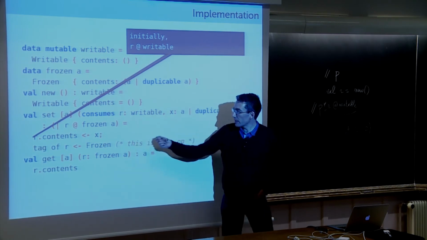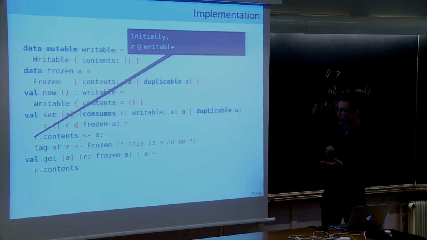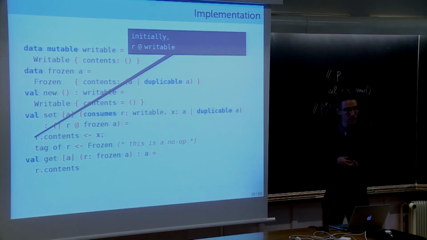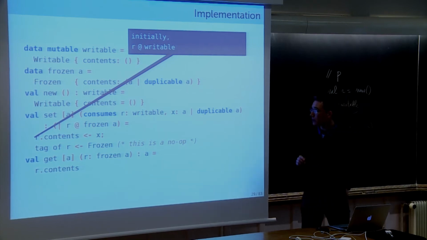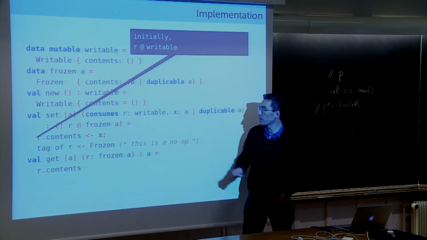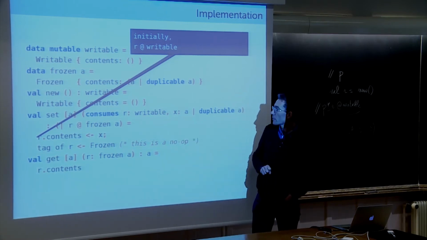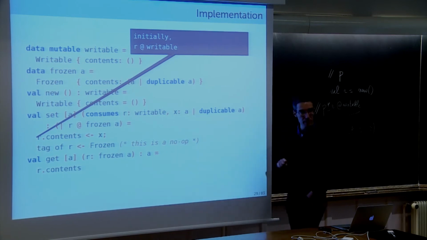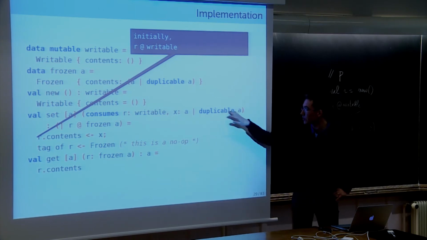It's going to be type checked basically by symbolic execution, if you will, or by stepping through the program text and keeping track at each point of the permissions that are available. So at the beginning, when we begin executing a call to set, we have r at writable, and we also have x at a. These are the two permissions that we have. We also have duplicable a.